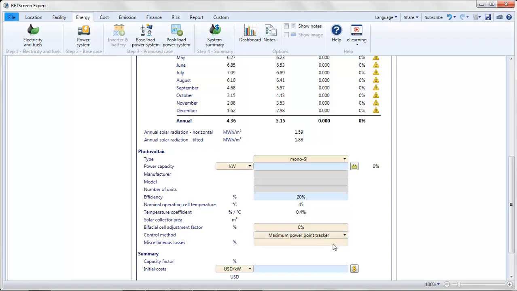And that is typical, particularly for larger systems such as this one. And then miscellaneous losses here. This refers to losses other than those stemming from, say, high temperatures or direct clamped operation of the array. So things like mismatch of modules, snow or dust on the modules, wiring losses, things like that.